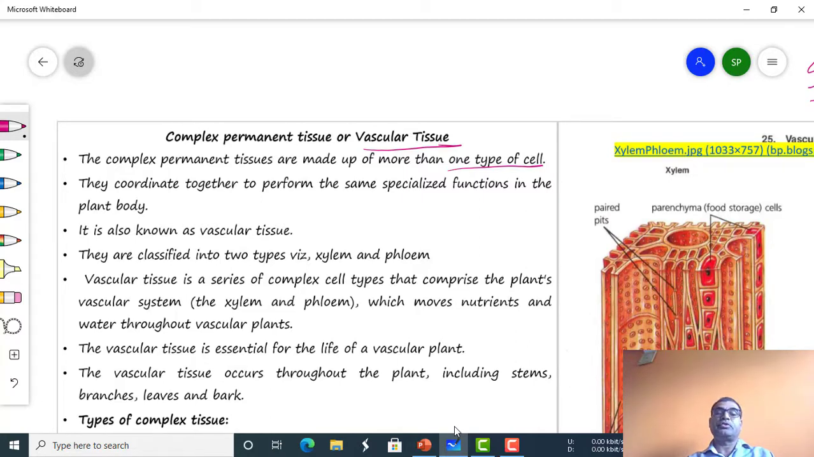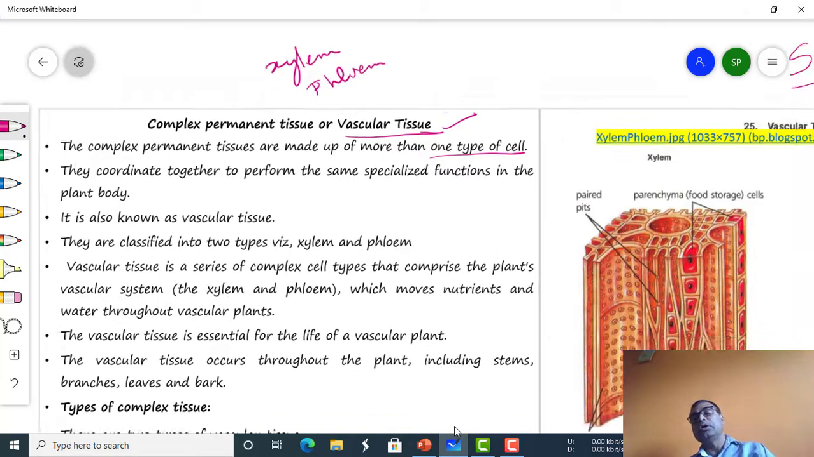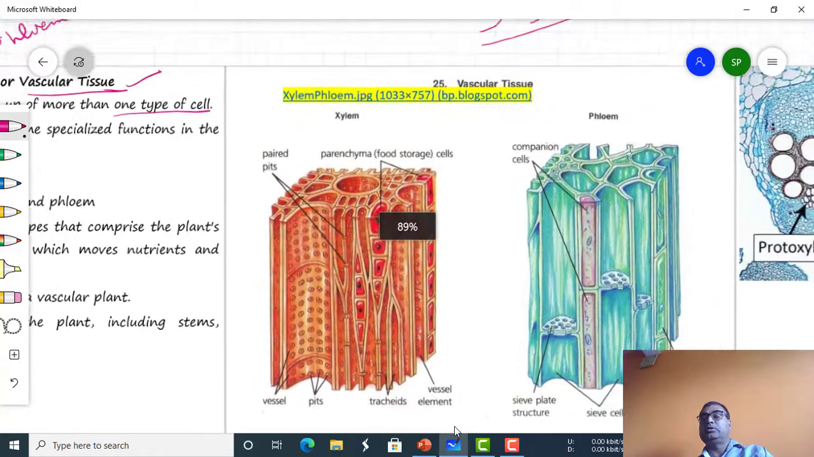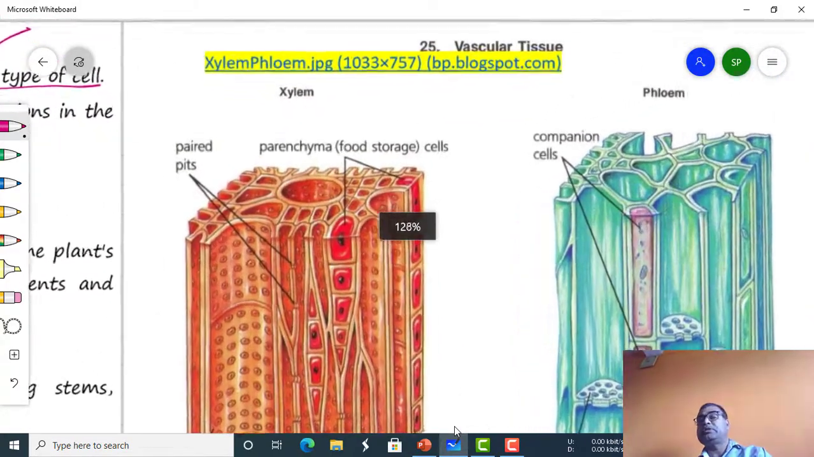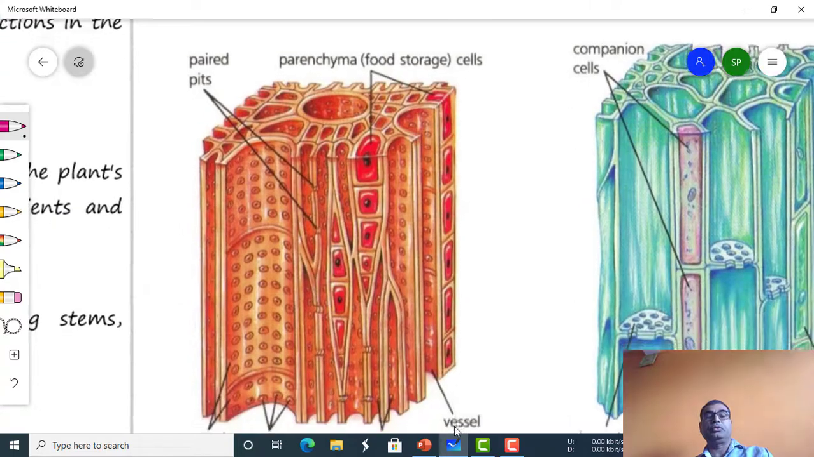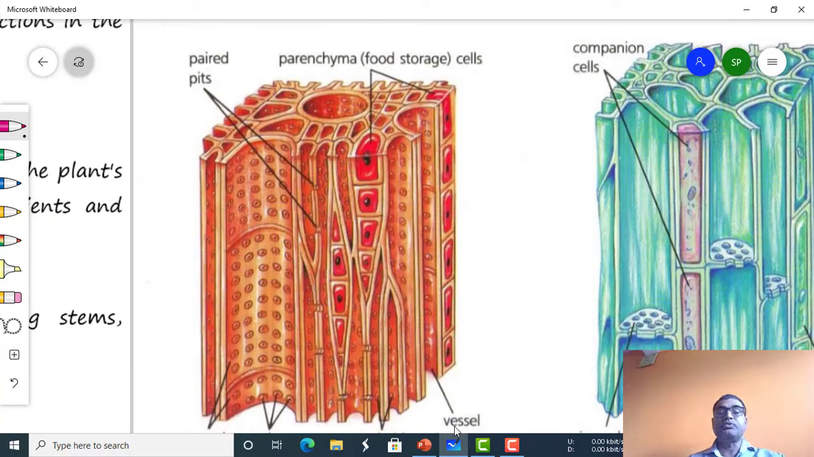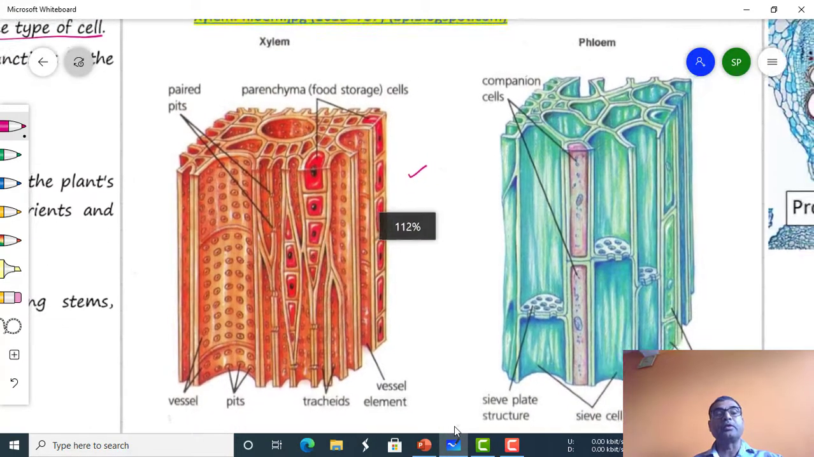When you consider the vascular tissue, the tissues involved in vascular supply include the xylem as well as phloem. So, while considering the complex permanent tissue, we will deal with xylem tissue as well as phloem tissue. Just see some images of vascular tissue. The first image is of xylem.